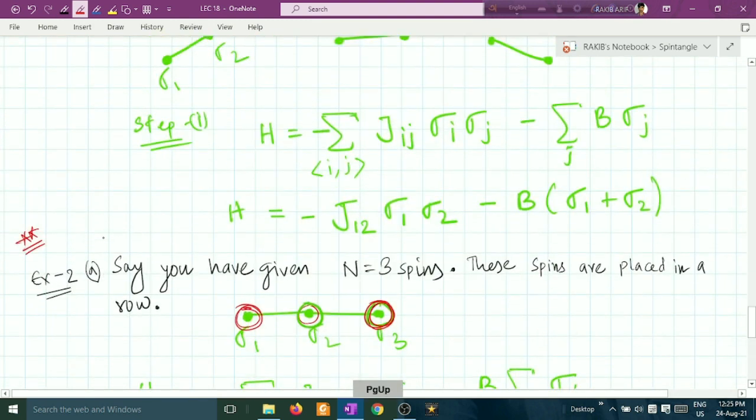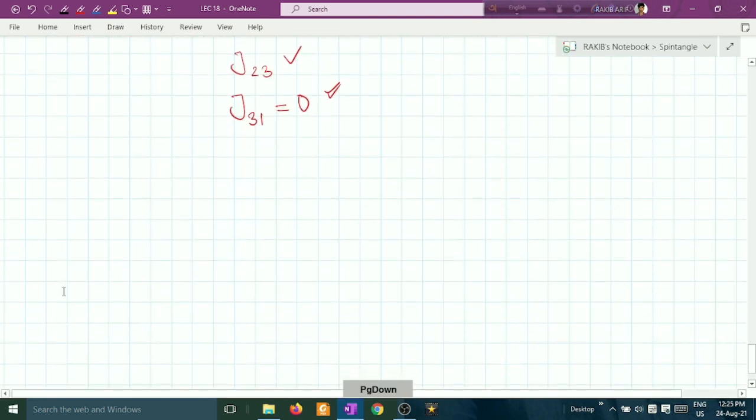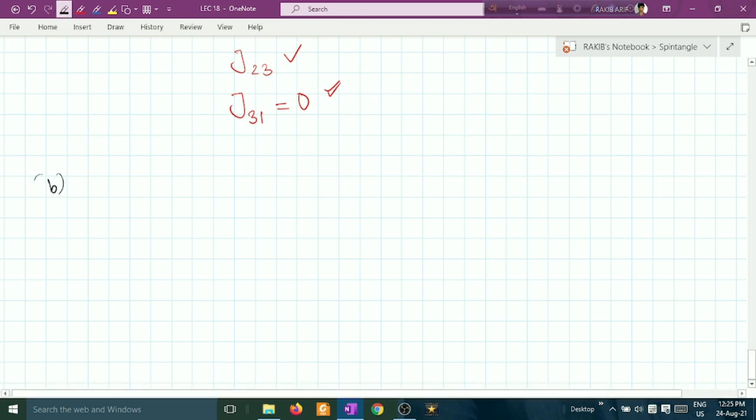Now this is example 2a. I am moving on to example 2b. What is our B? Say you have 3 spins, n equals 3 spins, which are arranged like this, on the vertices of a triangle. Okay, this is a triangle in which these are the vertices, n equals 3 spins. You can easily check this. Say this is sigma 1, this is sigma 2, this is sigma 3. Now write down the Hamiltonian.